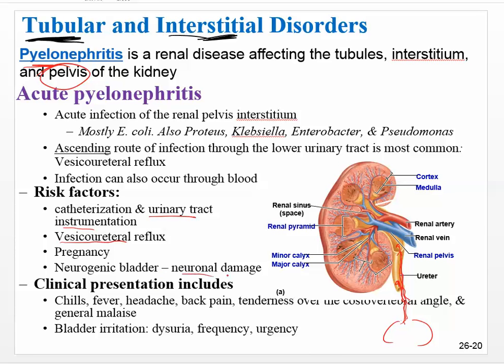Clinical presentation includes chills, fever, headache, back pain, tenderness over the costovertebral angle, and general malaise. There is also bladder irritation: dysuria, which is pain on urination, frequency, and urgency. Okay, so that's pyelonephritis.